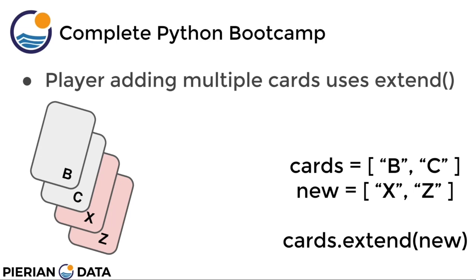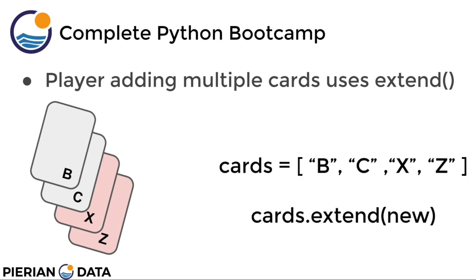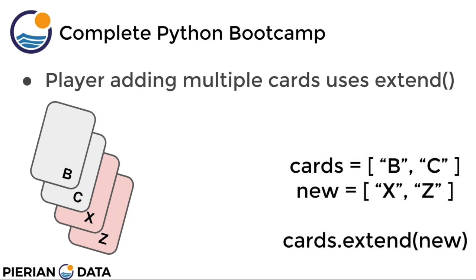So what I will do here is use the extend method, because the extend method allows me to now have a list B, C, X, Z, where all of those are a single item. So extend takes a list and then essentially merges it with the existing list. So this is cards.extend(new), where if we looked back, new was X and Z.